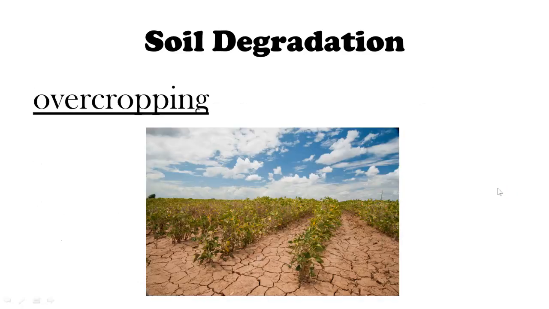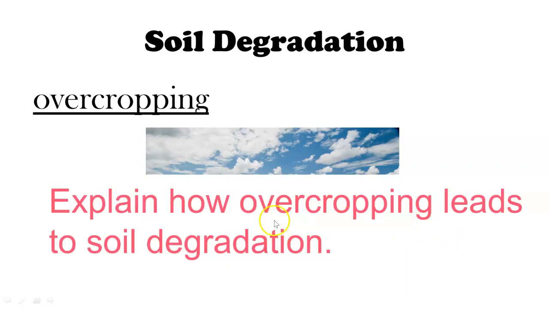You can see here a picture representing overcropping. We've got crops growing in rows. In between the rows, we've got dry, cracked land that most likely, when these crops are gone, is going to be highly susceptible to wind erosion. Make sure we can explain how overcropping can lead to soil degradation.